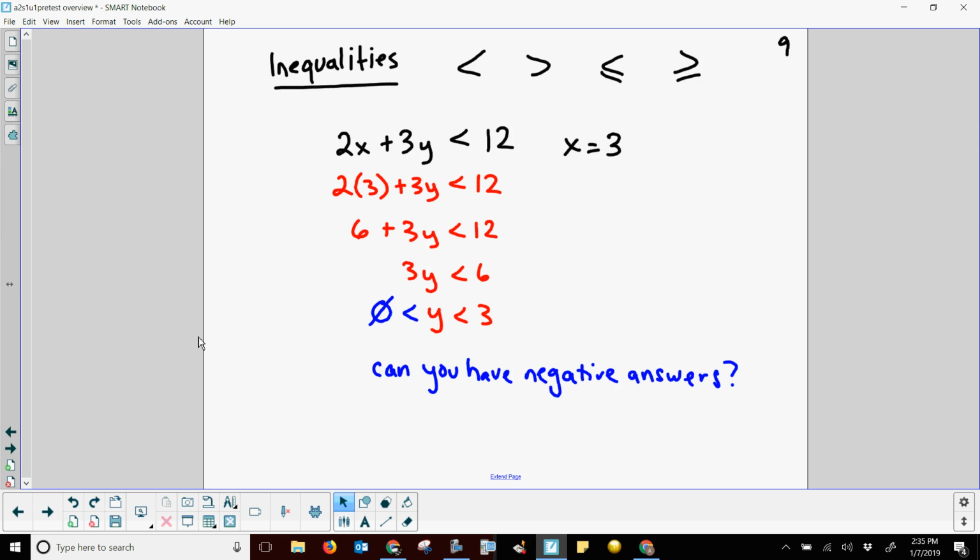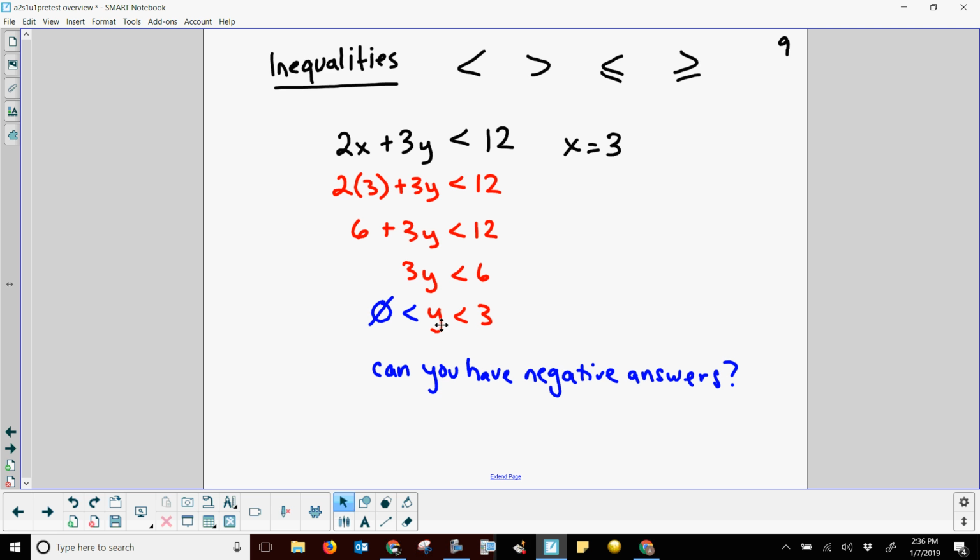That's concept 8. Concept 9, still dealing with inequalities, solving or simplifying inequalities. So 2x plus 3y is less than 12, but we know x equals 3. So really all we do is plug it in and solve it like any other equation. When we get down here, we have y is less than 3, which is fantastic, but if you think about a number line, less than 3 goes all the way to negative infinity, because negative 10,000 is less than positive 3.